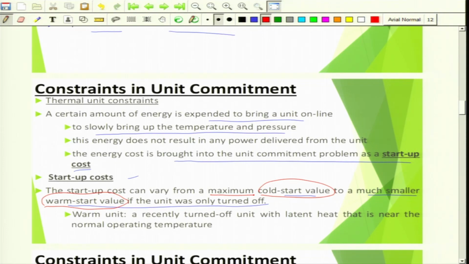I mean the cost associated with cold start value is maximum, whereas in the case of warm start value, you just turned it off. That means still there is some energy left in the system. So the additional energy required to pitch in the generator so that it can start operating is less as compared to that of a cold start value. That is what is mentioned here. Now a warm unit is a recently turned off unit with latent heat that is near the normal operating temperature.